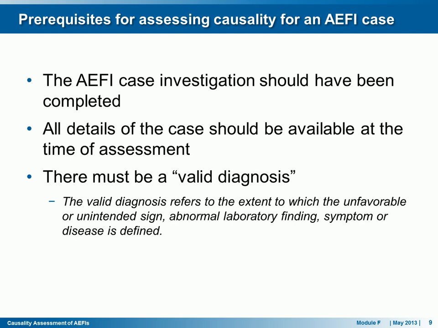Like, for example, we can always say the patient died of anaphylaxis, the patient died of shock, the patient died of pneumothorax, the patient died of meningitis. But we cannot say that the patient died of vaccination. So this is important. You should have a very clear idea on what we are talking about at the time of causality assessment, because we are trying to link the valid diagnosis to the vaccine and not the outcome, like the death, to the vaccine.